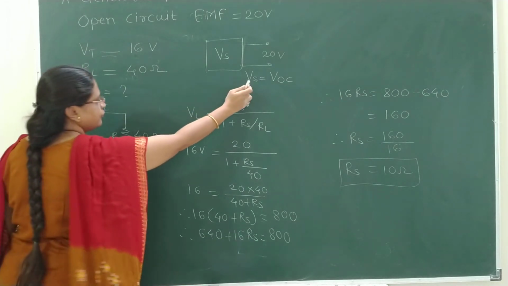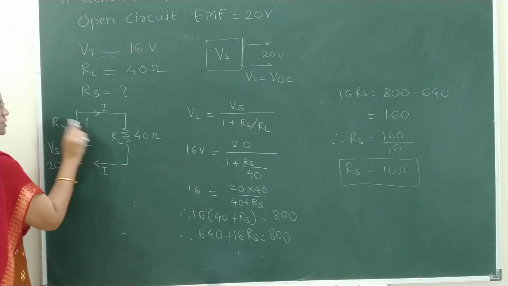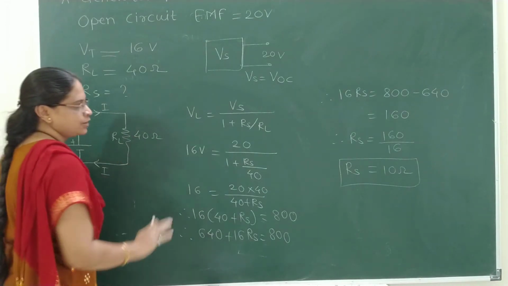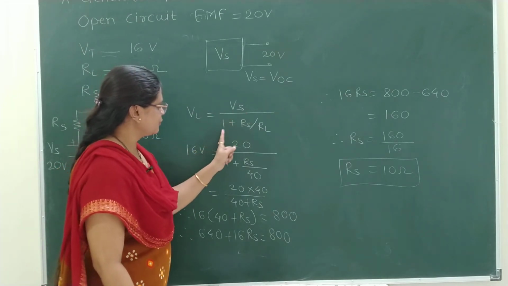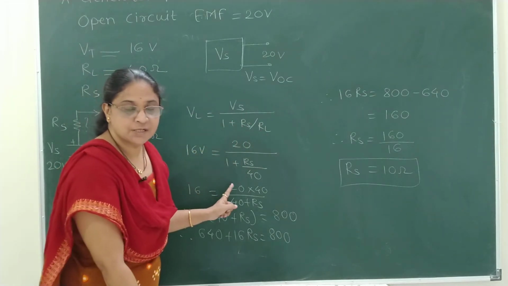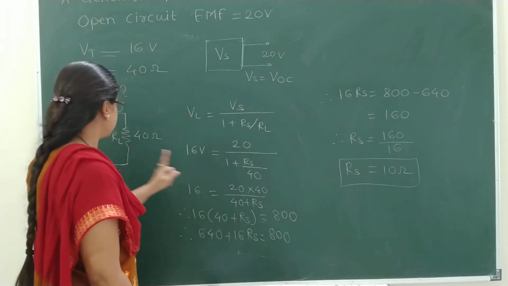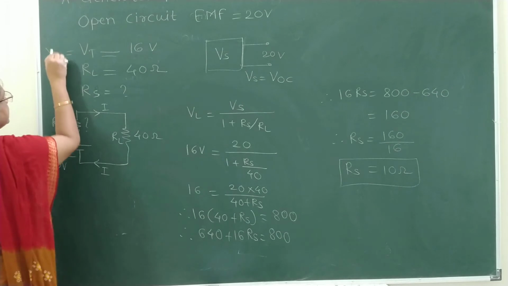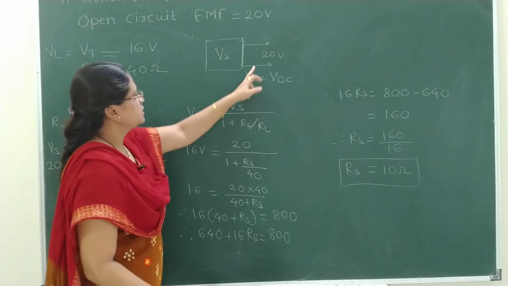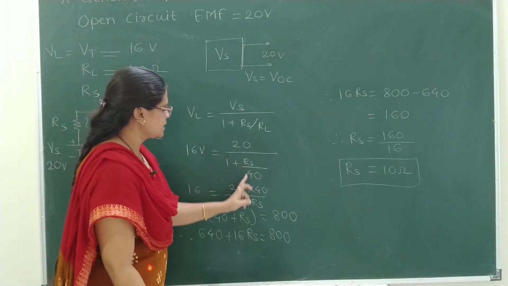So this is the circuit presentation. Source voltage of 20 volt. Internal resistance is to be calculated. RL is given 40 ohm. As we have the formula, VL is equal to Vs upon 1 plus Rs upon RL. Substitute the values. VL, how much is it? 16 volt. Terminal voltage, that is the load voltage, correct? So Vs mentioned 20 volt upon 1 plus Rs upon 40.